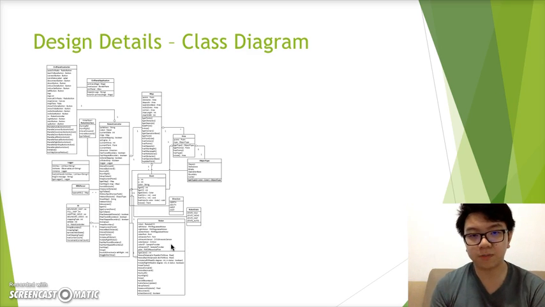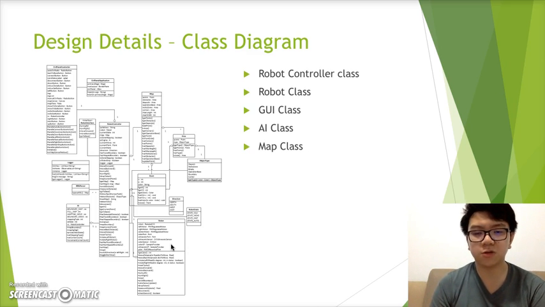Next, we have our class diagram. Our class diagram actually consists of 5 major class groups. First is the robot controller class, which will act as the interface between the GUI and the robot itself. Then the robot class, which is actually an implementation of the robot itself that does things like moving the robot and turning the robot as well. We have our GUI class, which will perform things like the GUI creation as well as all the buttons. Next, we have our AI class, which will perform all the mapping and heavy processes. Then we have our map class, which will represent the map itself.